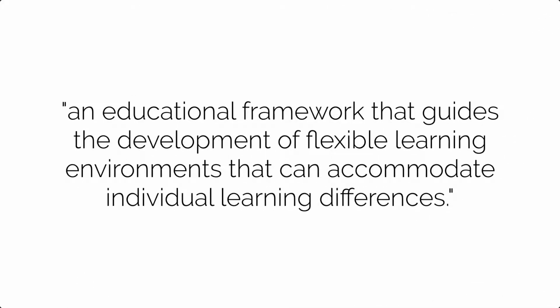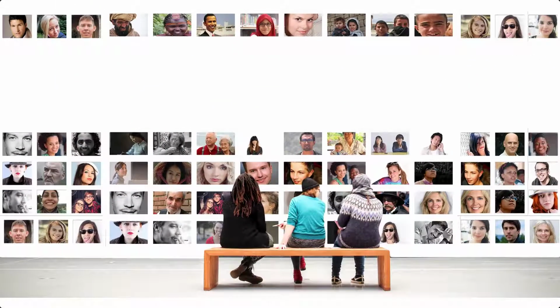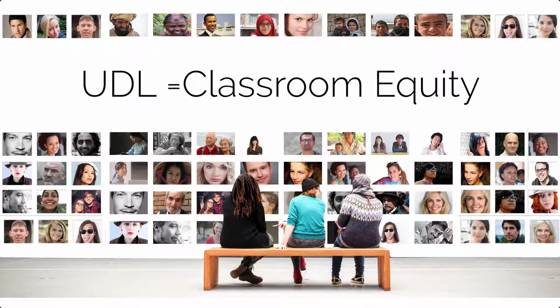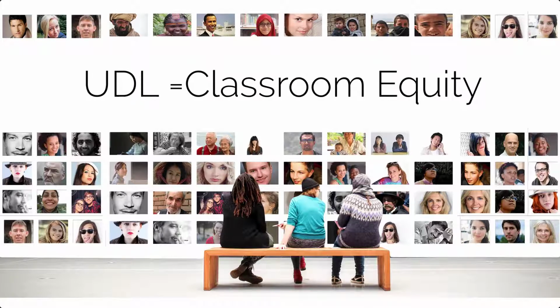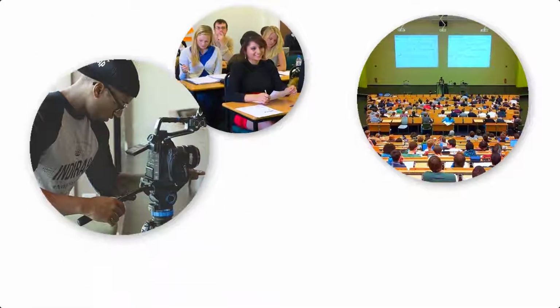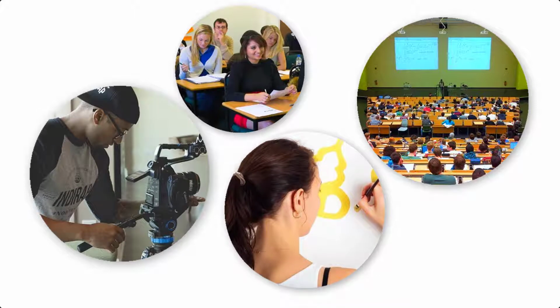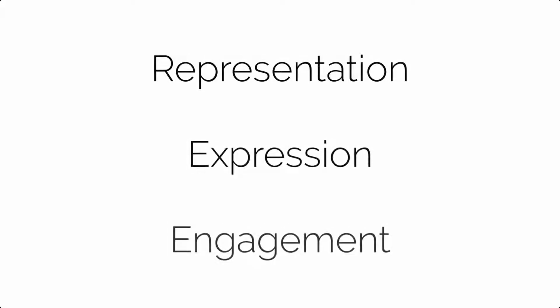UDL is an educational framework that guides the development of flexible learning environments that can accommodate individual learning differences. It targets all learners and strives to create an equitable learning environment for students, not by providing an identical classroom experience, but by allowing for flexibility that suits students' individual learning needs and enables them to demonstrate their learning in different ways. To accomplish this, UDL is structured on three main principles: representation, expression, and engagement.